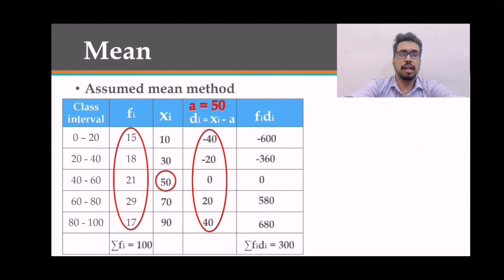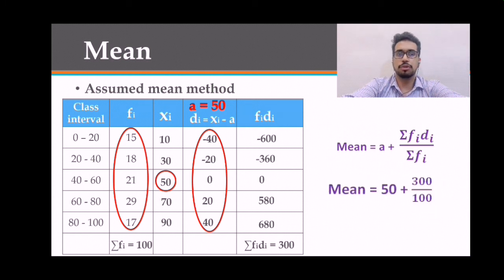The formula to find the mean by assumed mean method is given by mean is equal to a plus summation of fi di by summation of fi. On substituting the values, I get the mean as 53 again.